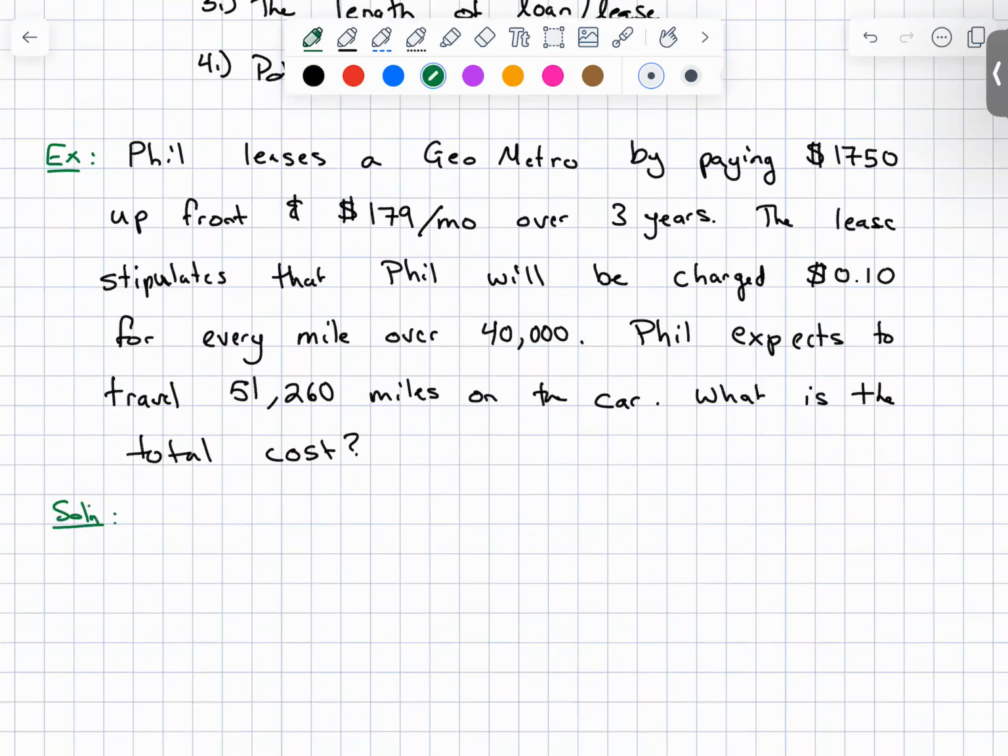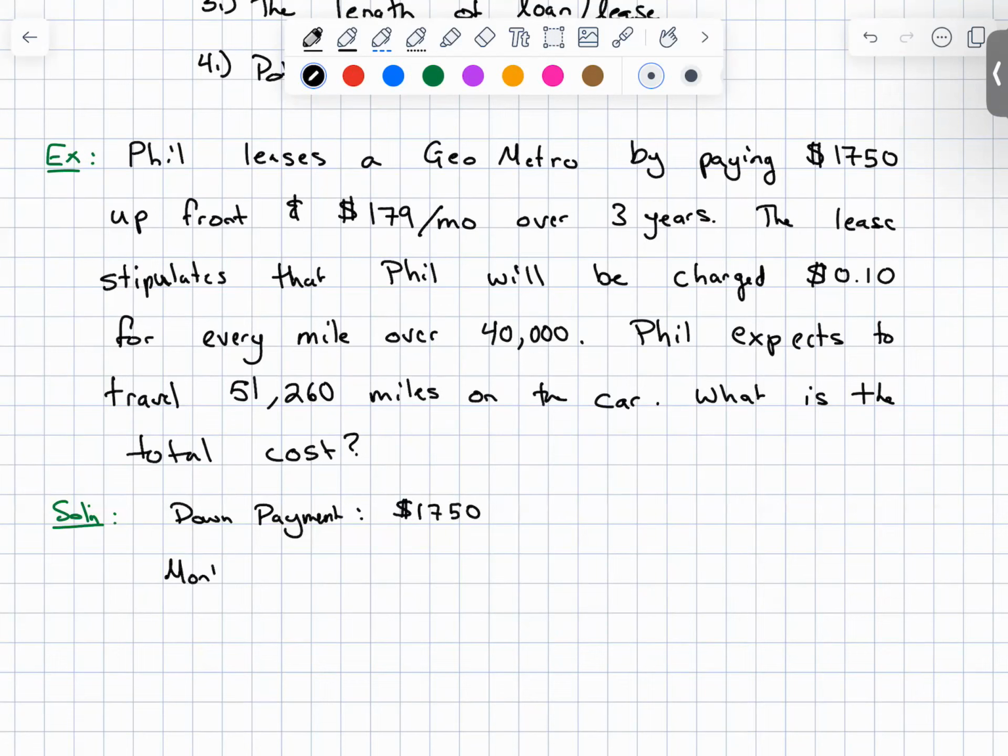So what is the total cost of this lease? We need to take into account all the pieces of information. This is one of those things that does not have a formula for it. We just have to be able to interpret it and figure out what's going on. So there's an upfront payment, the down payment, which is $1,750.